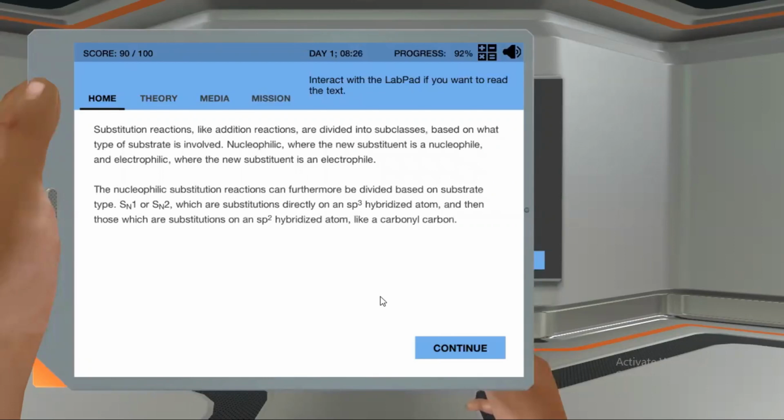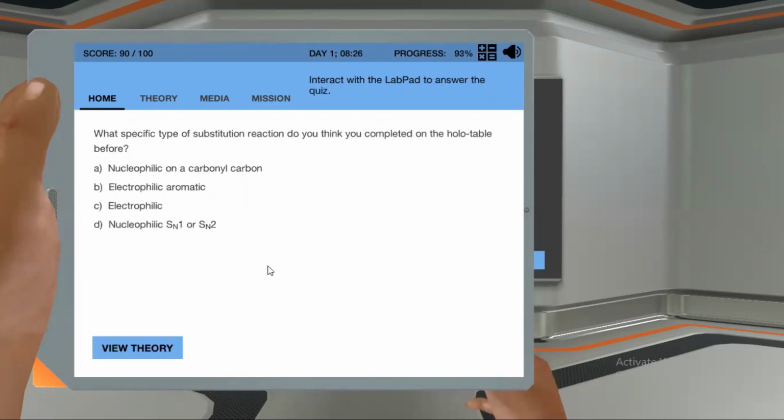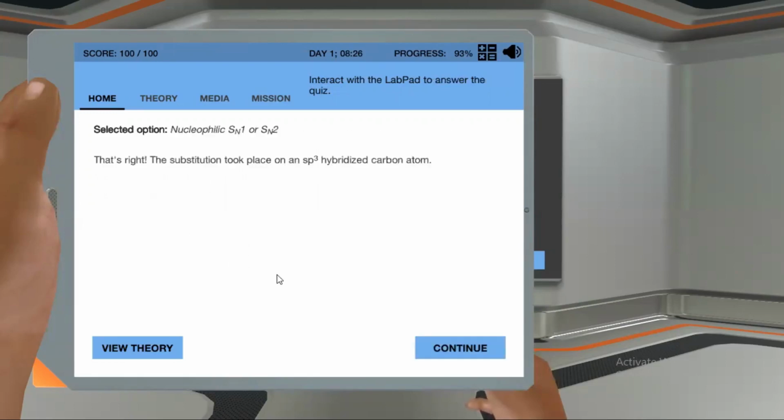Substitution reactions, like addition reactions, are divided into subclasses based on what type of substrate is involved. Nucleophilic, where the new substituent is a nucleophile, and electrophilic, where the new substituent is an electrophile. The nucleophilic substitution reactions can furthermore be divided based on substrate type. SN1 or SN2, which are substitutions directly on an sp3 hybridized atom, and then those which are substitutions on an sp2 hybridized atom, like a carbonyl carbon. What specific type of substitution reaction do you think you completed on the hollow table before? That's right, the substitution took place on an sp3 hybridized carbon atom.